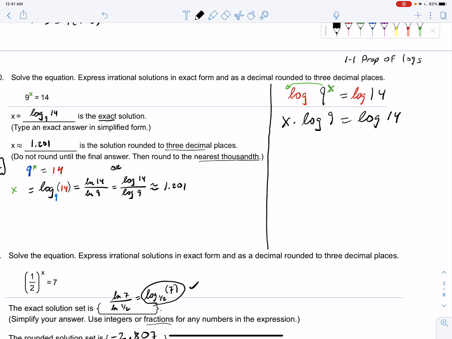And now, actually, this is not using the one-to-one property. We didn't use that. So now what we want to do is solve for x. So we just go ahead and divide by log base 10 of 9. And you've got to do it on both sides.